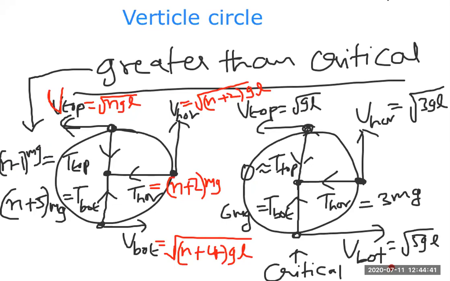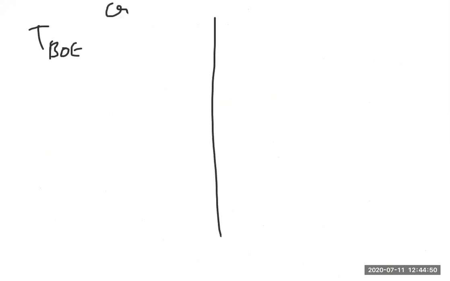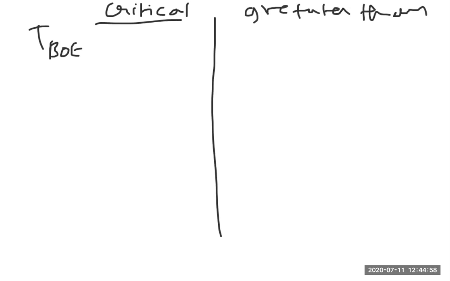Let me write it clearly on the next page. Now, in detail, I'm writing here. Tension at bottom. Two conditions: the first one is critical, and the second one is greater than critical. Two conditions we are going to discuss.